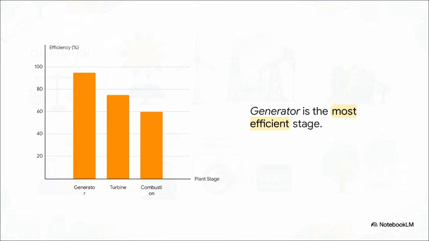The most efficient stage by far is the generator, running at an incredible 95% efficiency. That means very little energy is lost when converting from mechanical to electrical. But conversely, the combustion stage is the absolute least efficient, operating at only 60%.